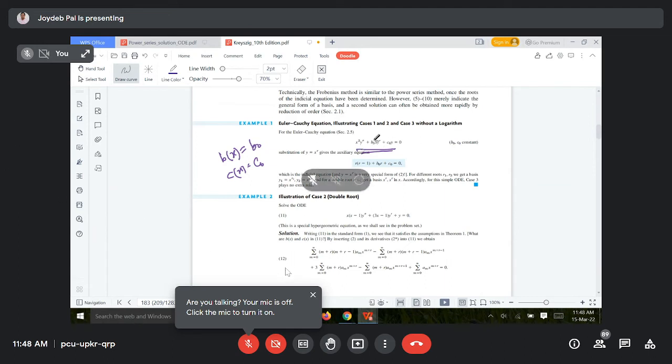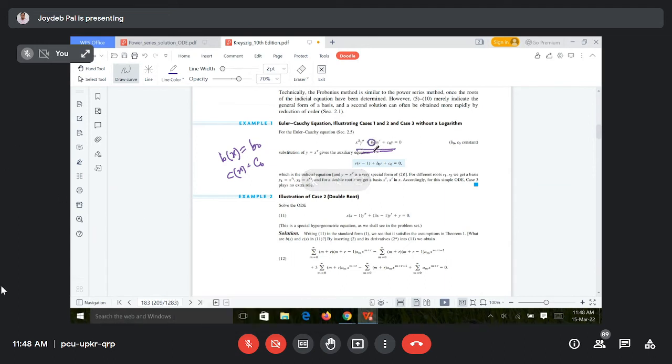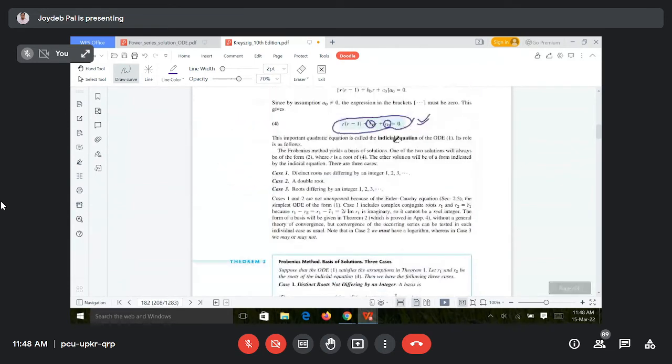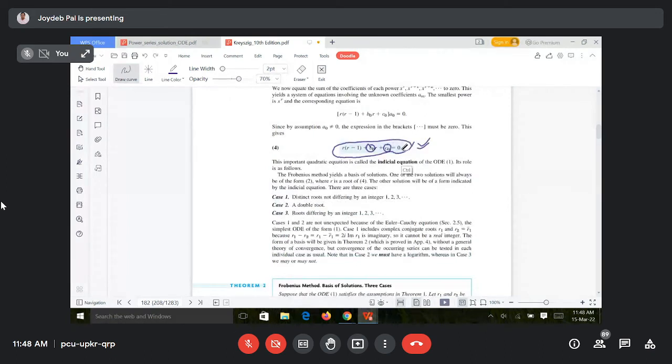Is it not? Here it was bx into x, but that is not bx; in place of bx we have just b naught, a constant. And cx into y was there, so in place of cx we have c naught. Do you get it or not? How are we getting this? Actually, it is the equation. Sorry.